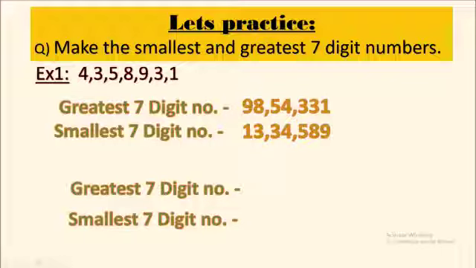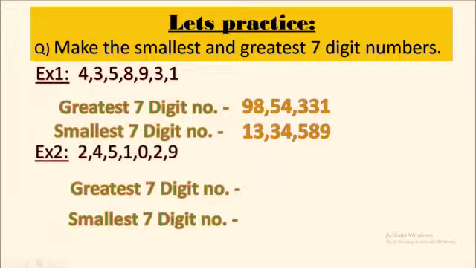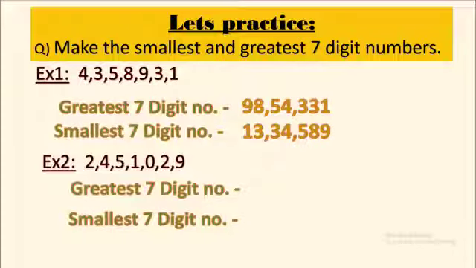So let's go for the next one, greatest and smallest 7-digit number. Let us see first what the question is. Here we have the 7 digits that are 2, 4, 5, 1, 0, 2 and 9. Here we have to be careful while forming the smallest 7-digit number, because there is a 0 here and we cannot place 0 at the first place. If you put it at the extreme left position, the number will become a 6-digit number, not a 7-digit number.